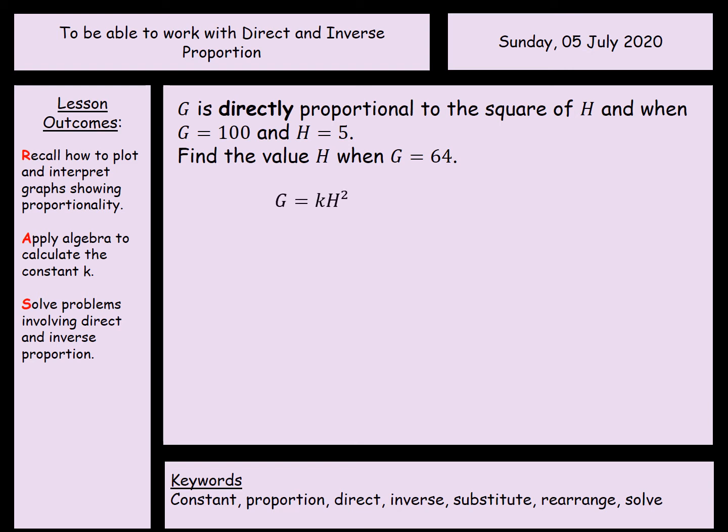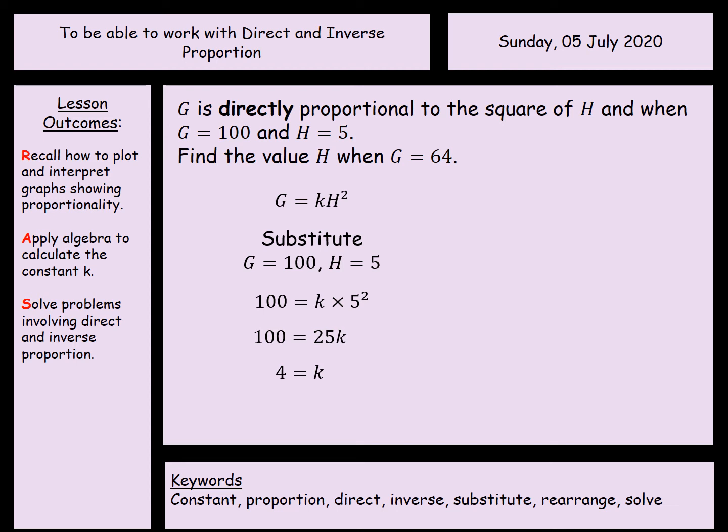So g is directly proportional to the square of h. G equals k h squared. We've got a pair of numbers, so let's put those in. So 100 is k times 5 squared. So I've changed my h to be the value that I've been given, and so on. Which means that 100 is 25 times k, and in this case, k is 4.